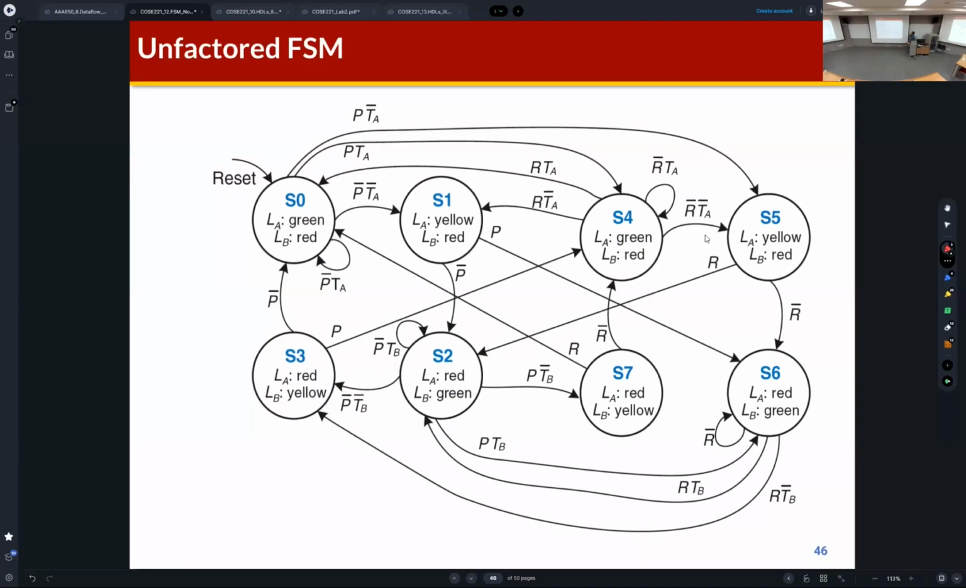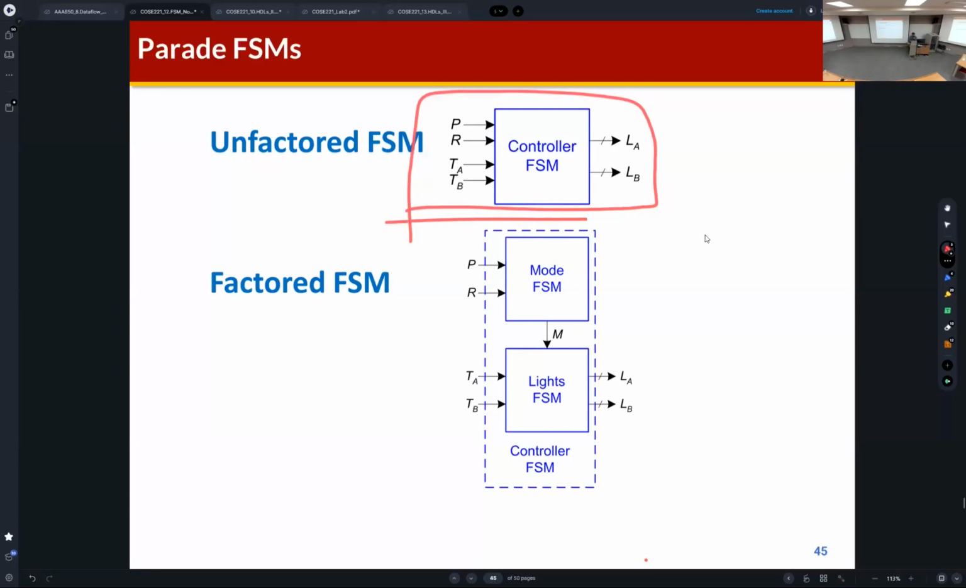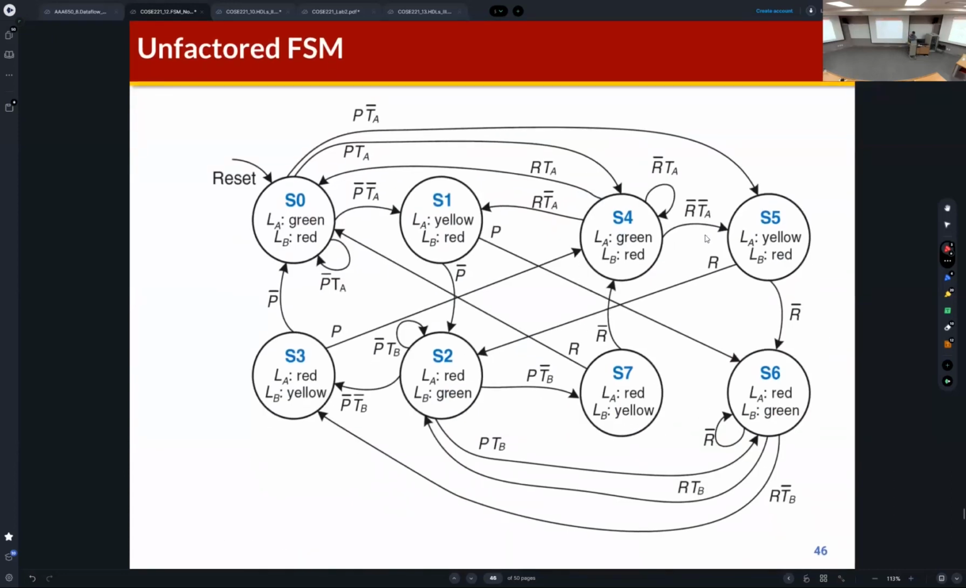Okay, let's see the example. This is the unfactored FSM. This is the FSM of this module. This module receives 4 input signals, and based on the input signals, we generate the traffic sign. It's so complex. There are how many? 8 states. Then we can find a large number of state transitions. So it means that it's very difficult to design the state transitions of this system.